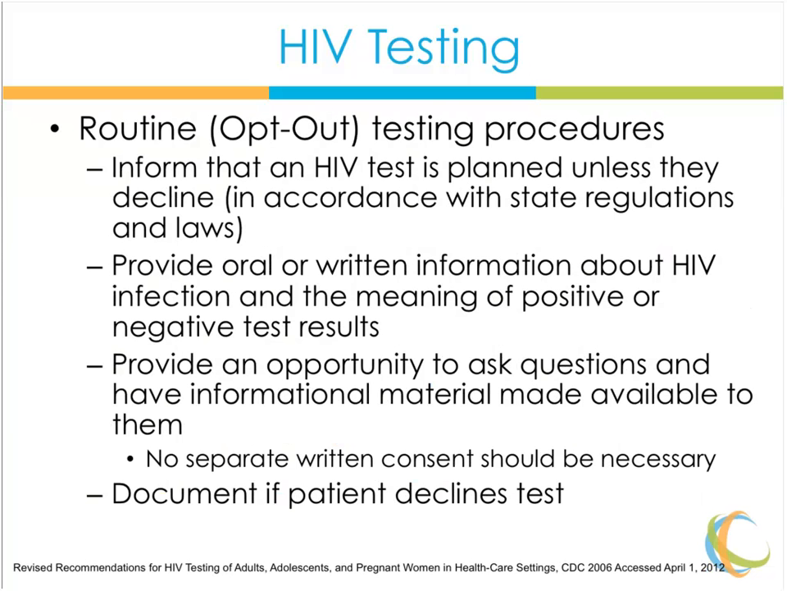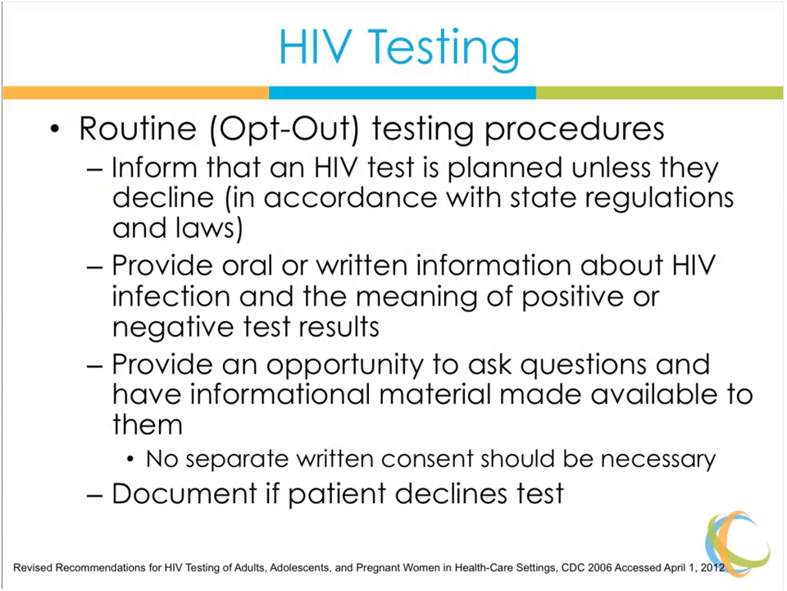When talking about routine HIV testing, we hear a lot about opt-out testing procedures. And opt-out testing really refers to the process of informing the patient that an HIV test is planned unless they decline. Of course, this needs to be in accordance with state and local law. It's important to remember that CDC guidelines do not supersede state or local regulations regarding informed consent procedures. So it's really important to inquire about the policies and procedures of your institution about HIV consent and opt-out testing.